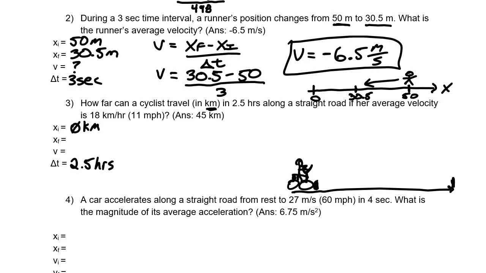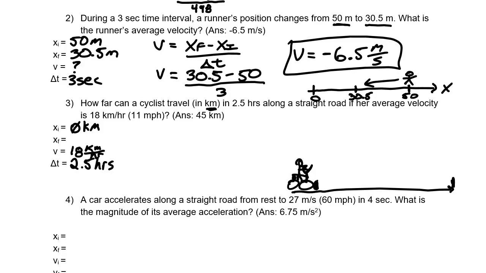I know that we were saying before that we were going to be using meters and seconds, but as of right now, it looks like kilometers and hours. And then it says the average velocity is 18 kilometers per hour. So our average velocity is 18 kilometers per hour.